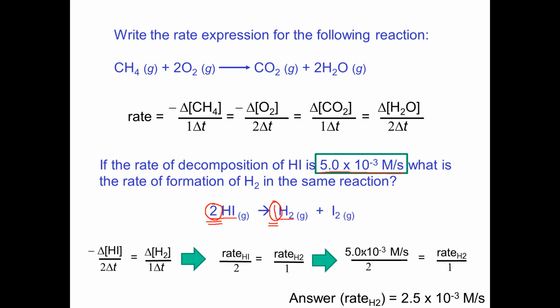So let's see if our answer lines up. HI is used up 2 times faster, or 5 times 10 to the minus third molar per second, compared to H2's rate of production, which is 2.5 times 10 to the minus third molar per second. So this holds true with the coefficients. The coefficients line up with what we see in the rates.